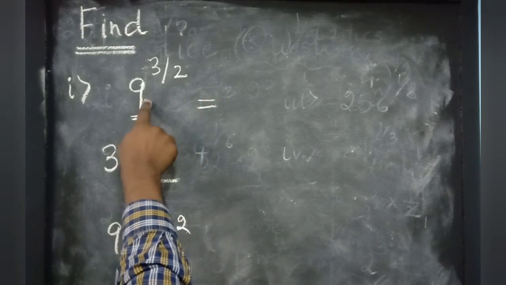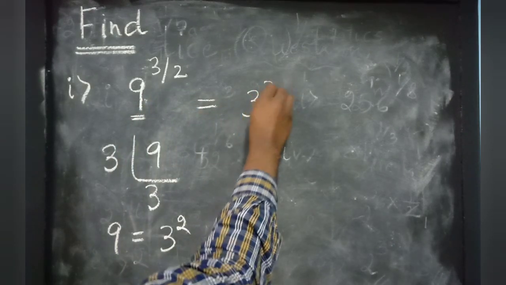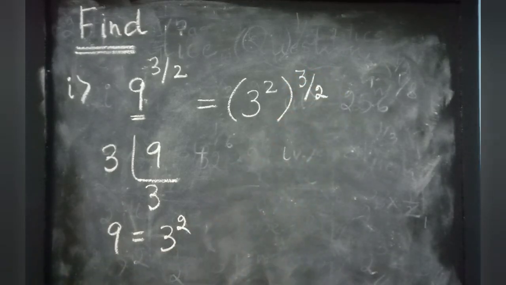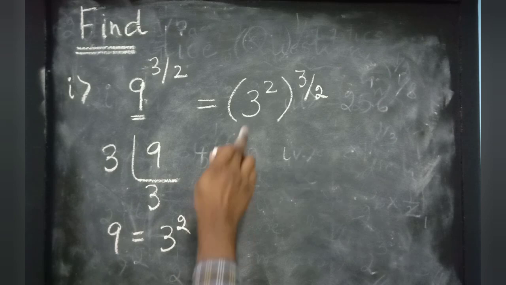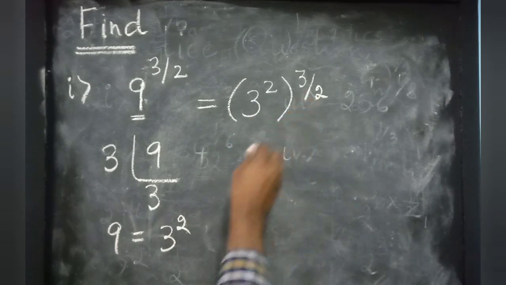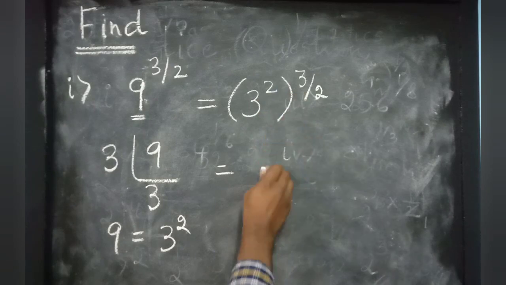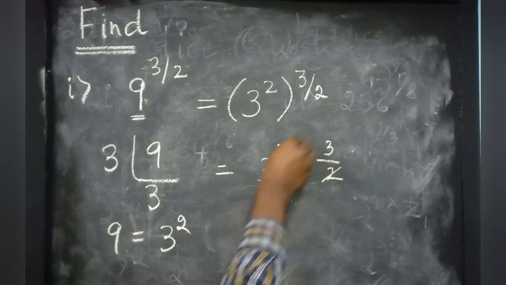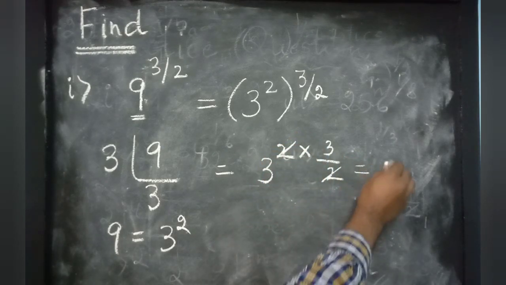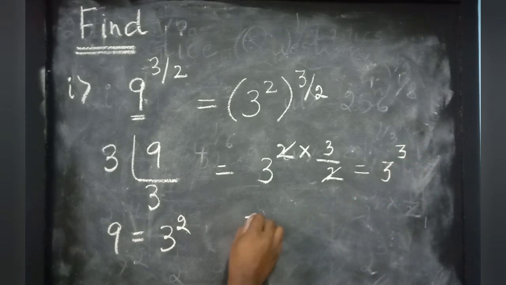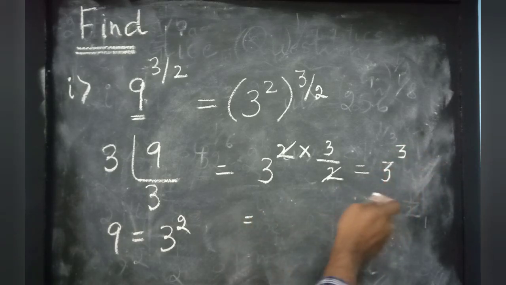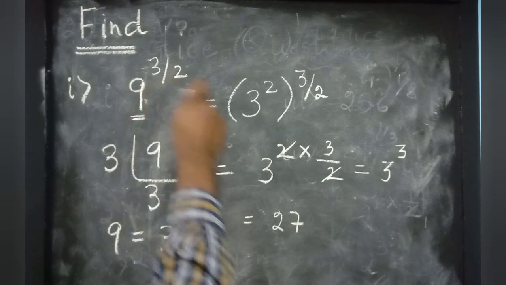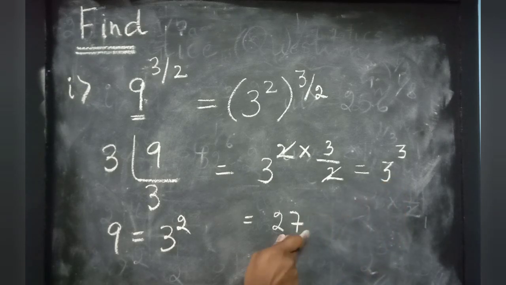Now I can write 9 as 3 power 2. What is the power we have? 3 divided by 2. Now by using the second law of exponents, a power m whole power n can be written as a to the power m into n, that is 3 power 2 into 3 divided by 2. 2 and 2 will cancel out. What we get is 3 power 3. What is 3 power 3? 3 into 3 into 3. 3 3s are 9, 9 3s are 27. So 9 power 3 by 2 is nothing but 3 power 3 or 27.